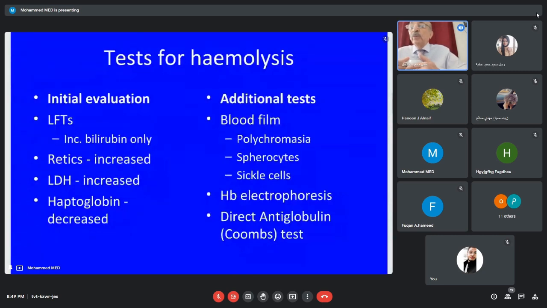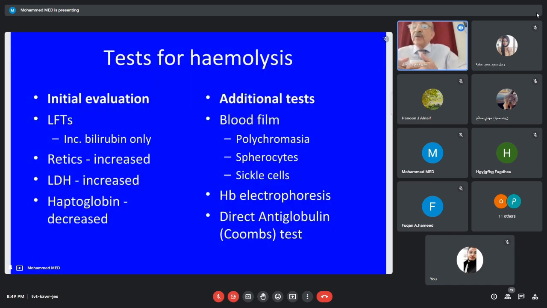What test do we do for hemolysis? Yeah, we have been through the test. First of all, you do a complete blood picture when hemolysis is suspected. Then you do liver function tests, the bilirubin. You check the reticulocyte, which is usually increased. You check the enzyme LDH, which is usually increased. The haptoglobin is usually low, and this is another useful test.